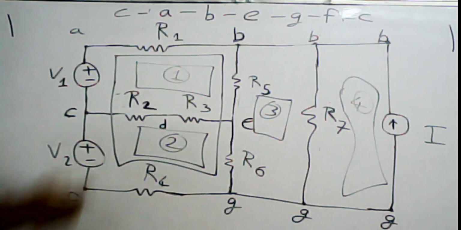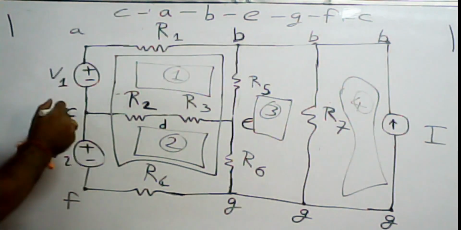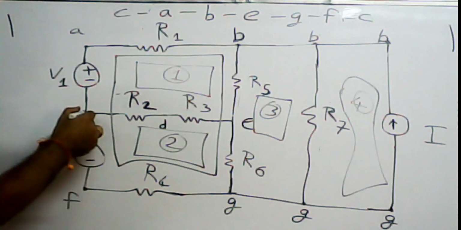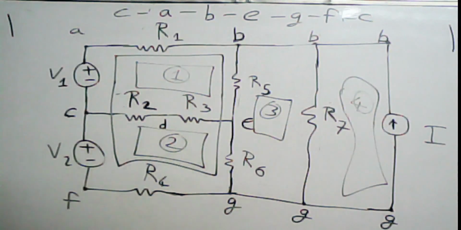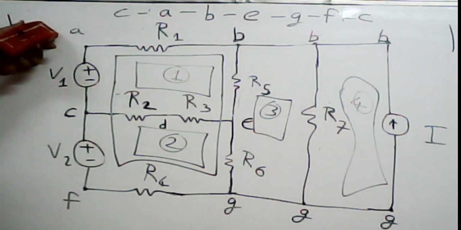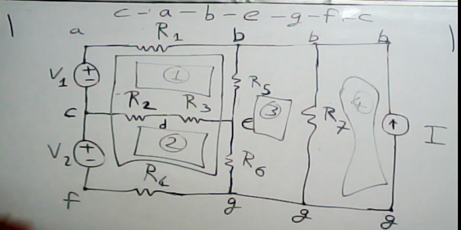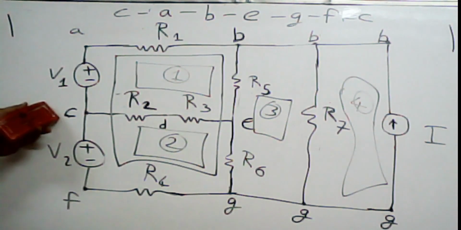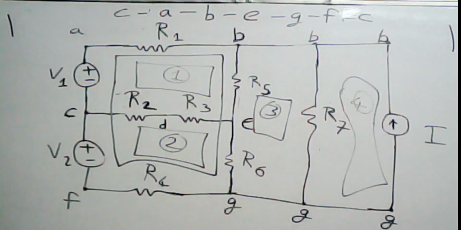One more thing I'll talk about is the naming. I'm starting everything from C. You can start it from any other node, no problem. You can start from A and end at A. You can start from F and end at F. That is also possible. I'm starting from C, that doesn't mean you have to start from C only. You can start at any node in the network, but you have to end at that node only in order to get a loop or a mesh.